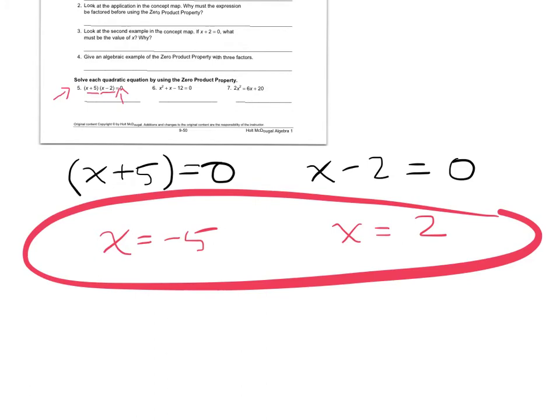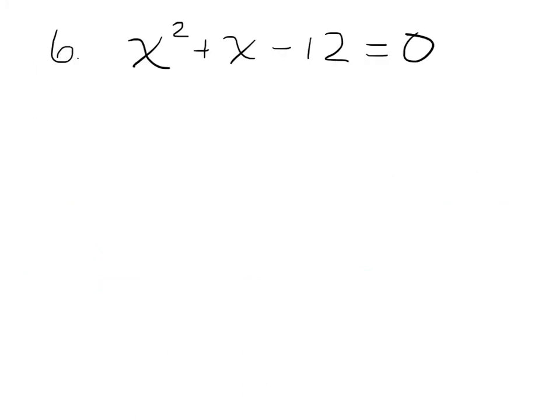Okay, let's look at number 6 now. On number 6, I have a trinomial. It is a quadratic, and it equals 0. Here they've already set that first step for me. I know it equals 0, but I can't yet use the zero product property because I don't have a product. I need to write this trinomial as a product of two binomials. So I'm going to go through and factor. What I'm looking for is two numbers that will multiply to give me negative 12 and will sum to a positive 1.